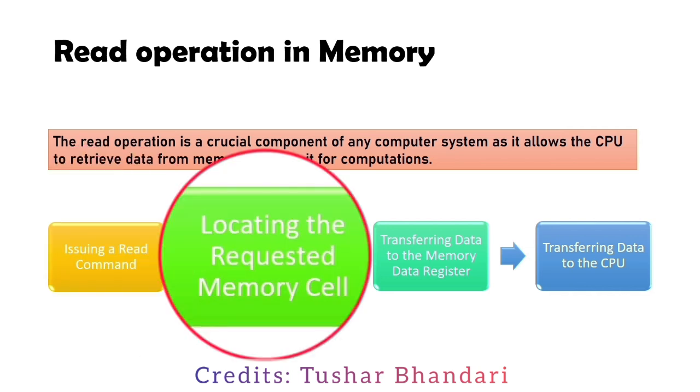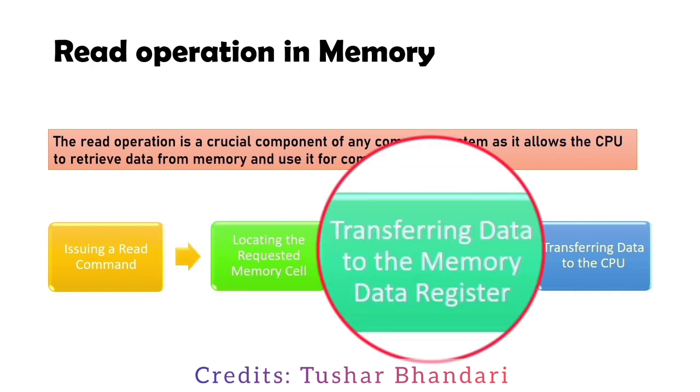In step 2, the memory controller locates the requested memory cell. The memory controller receives the read command and decodes the memory address to find the corresponding memory cell. This is like finding the house that matches a given street address.